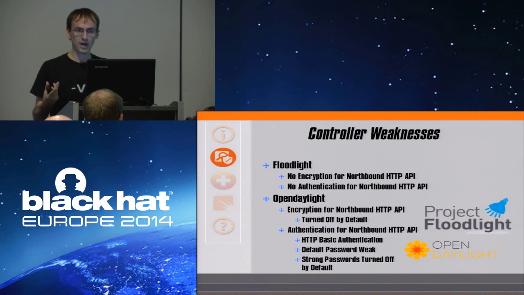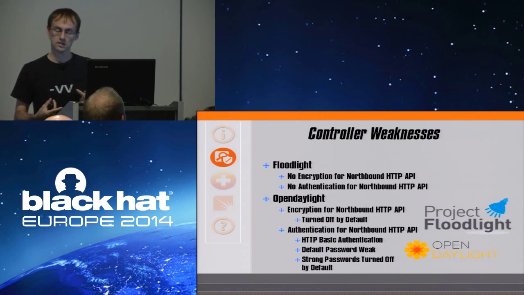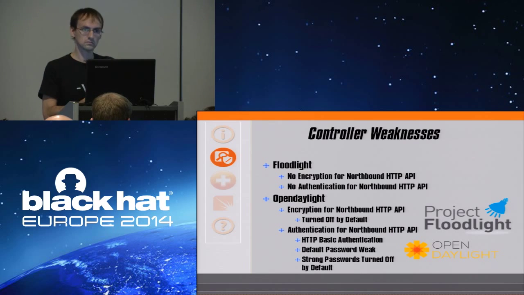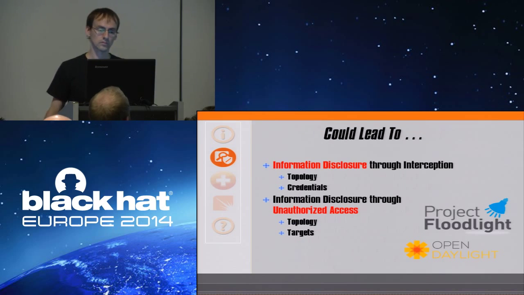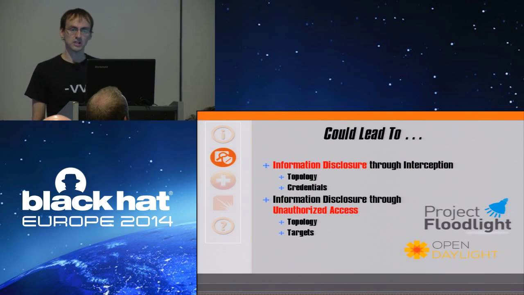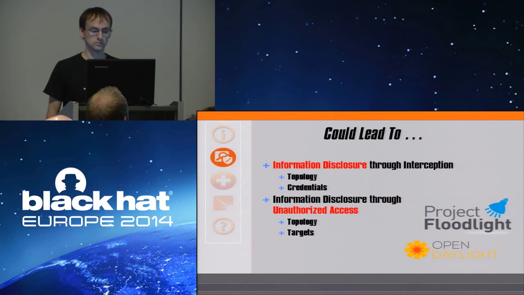Now, there's actually a lot of stuff packed into OpenDaylight. I'll show you an exploit that's going to allow you to kind of step around that. While with Floodlight you actually have direct access to gain control of the network it supports, with OpenDaylight it's more indirect. You're going to take a kind of a detour, so we're still going to end up in the same place. Information disclosure through interception for both networks supported by these controllers: topology, credentials on the OpenDaylight side, targets, lots of juicy stuff.